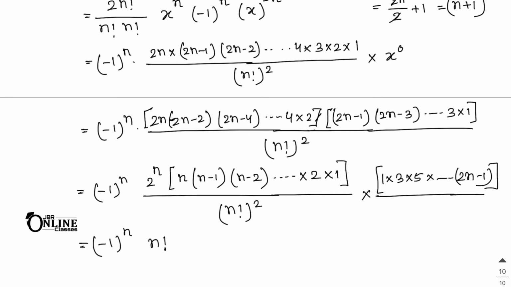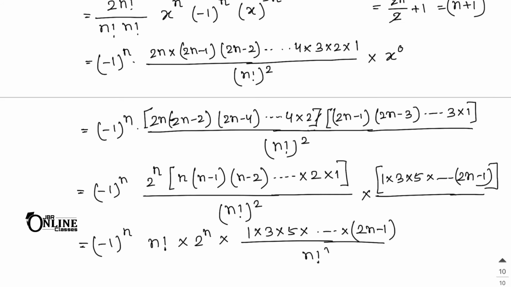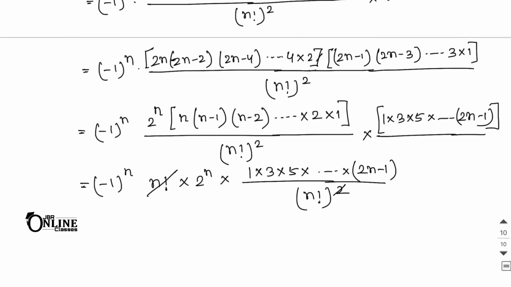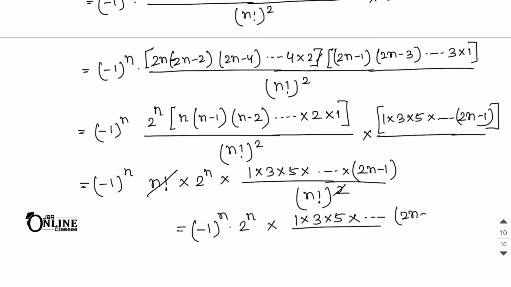Okay, that one will be n factorial, because 2 to the power n into n minus 1, n minus 2, that one you call as n factorial, and then write down here 2 to the power n, and then the next one here 1 into 3 into 5 dot dot dot into 2n minus 1, then divided by n factorial whole square. So n factorial cancels out with this one, then your final answer will be here minus 1 to the power n, then 2 to the power n, then here 1 into 3 into 5 dot dot dot into 2n minus 1, and then divided by n factorial.